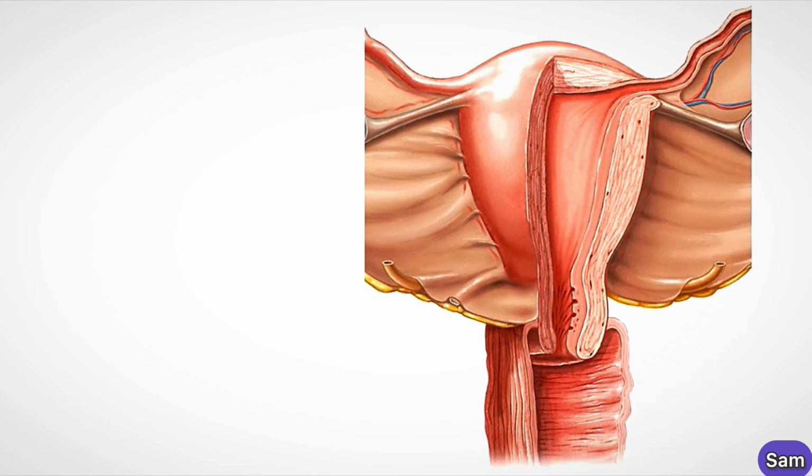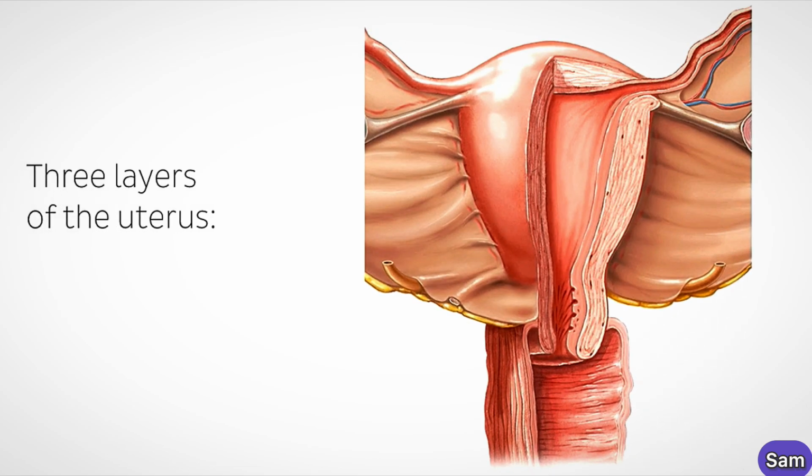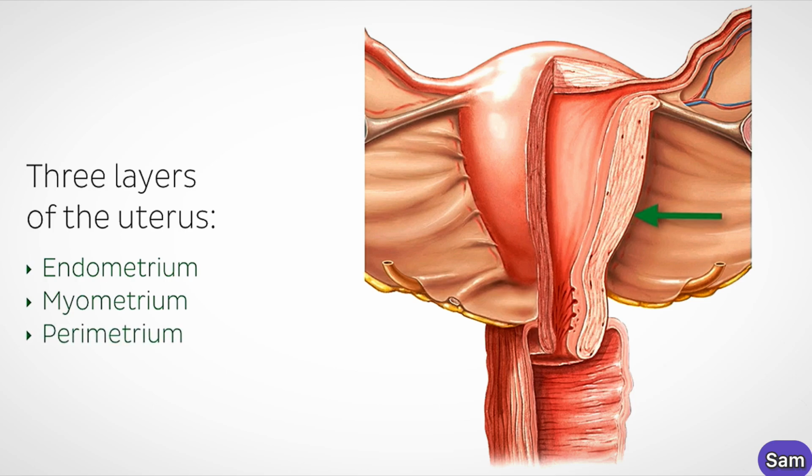So now we've examined the macroscopic anatomy of the uterus, we're going to move on to talk about its microscopic anatomy. And microscopically, the uterus is known to have 3 layers: the endometrium, the mucosa of the uterus, the myometrium, the smooth muscle layer of the uterus, and the perimetrium, the outer serous layer covering the uterus. We'll now have a brief look at each of these in detail.